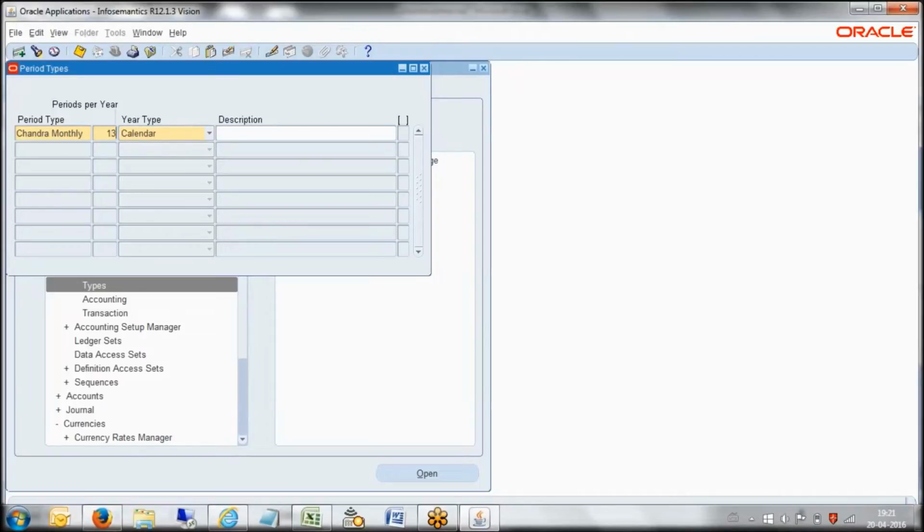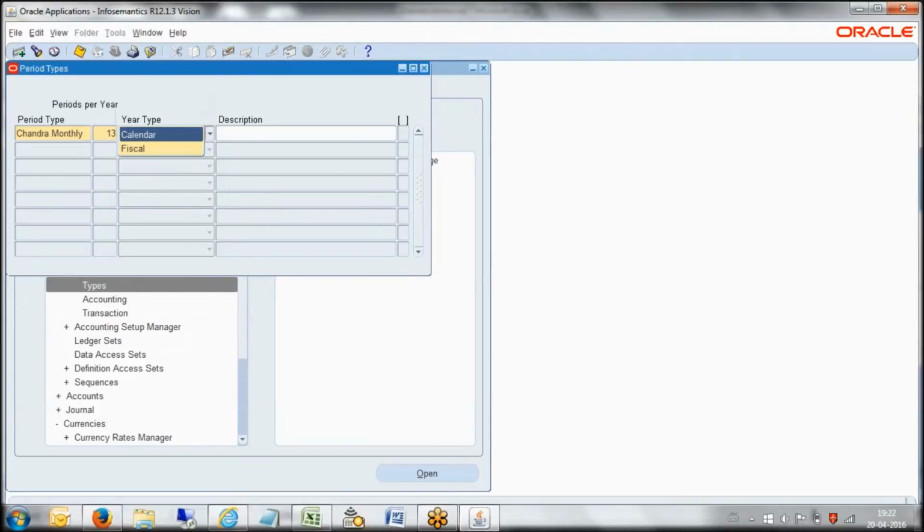Periods per year will be 13 because one is going to be an adjustment period. 12 will be your normal periods, and this adjustment period is used to record all the adjustment entries at the year end. Because you keep on closing all periods one by one. Suppose you have closed 12 periods and you still have one entry which is to be entered in the previous year. You can't record that in the next year. So for that you define this adjustment period, which is used to record all the entries pertaining to the previous financial year.